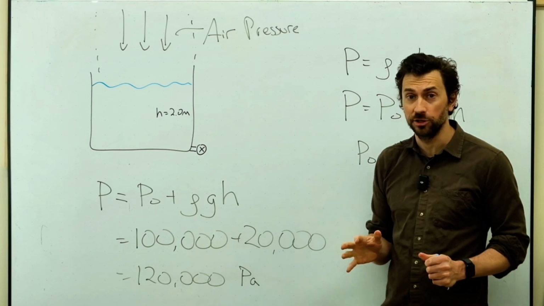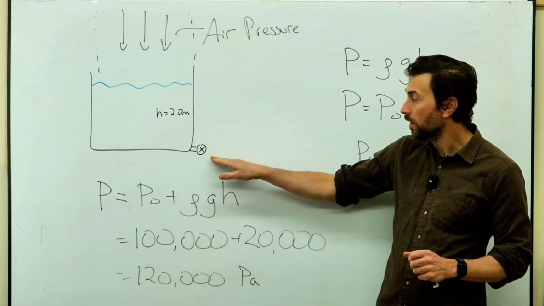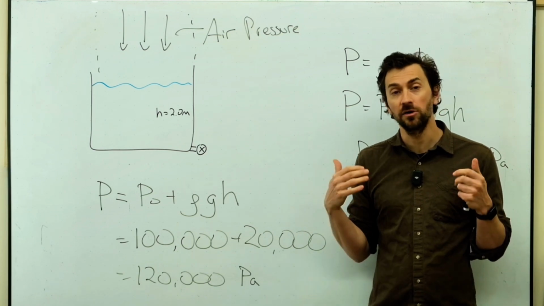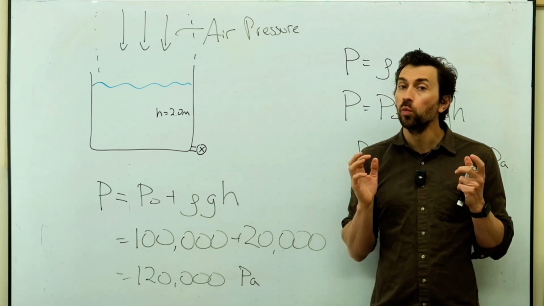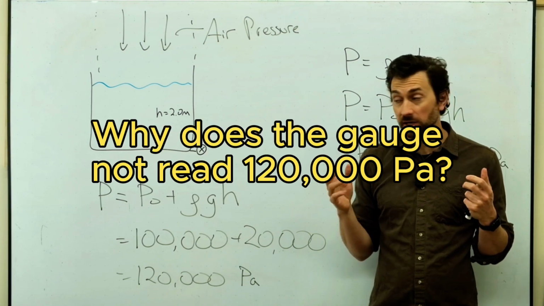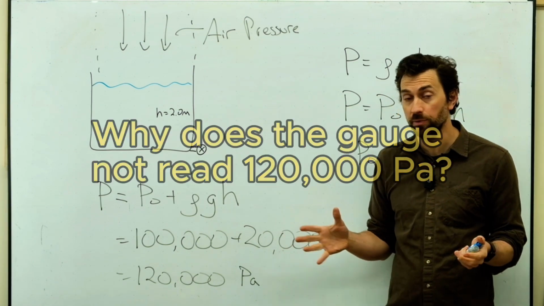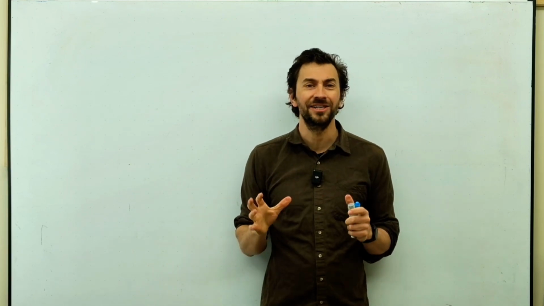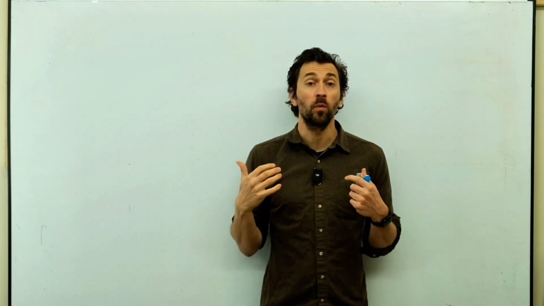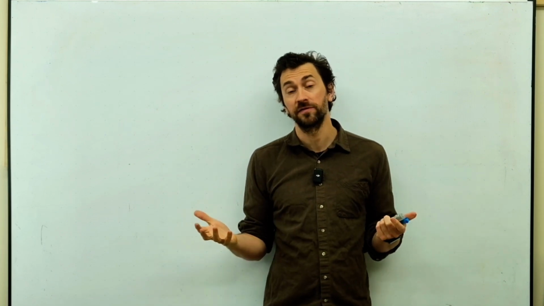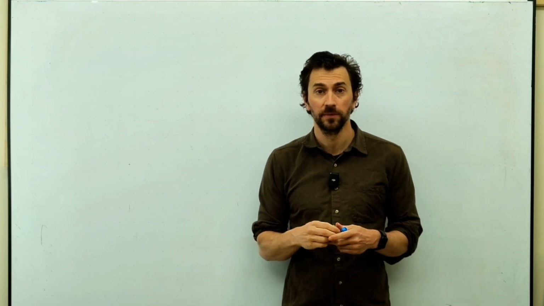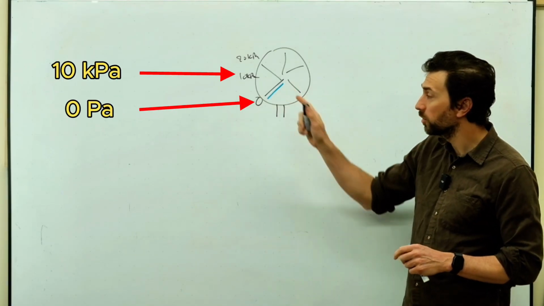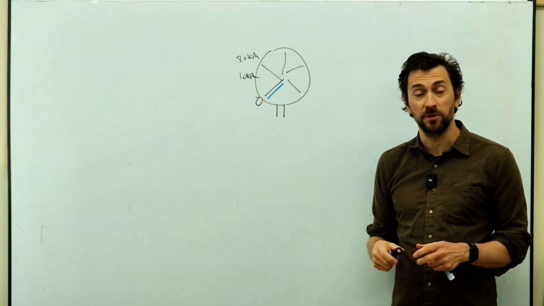So the gauge pressure, what the gauge read there, that was just 20,000 pascals. But the absolute pressure is 120,000 pascals. So what's going on here? Why does the gauge here not read the absolute pressure? Basically, scientists and engineers are smart, and a pressure gauge is set in such a way that when the pressure on it is just the atmospheric pressure, it's going to be set at 0. So let's imagine a pressure gauge, something like this, and the arm goes to 0 when it's at atmosphere.